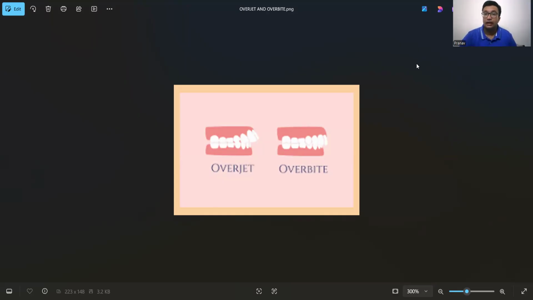Okay. Then tongue thrusting, pushing the back of the upper or lower incisors with the help of the tongue. This is tongue thrusting. This is also one of the causes of diastema.